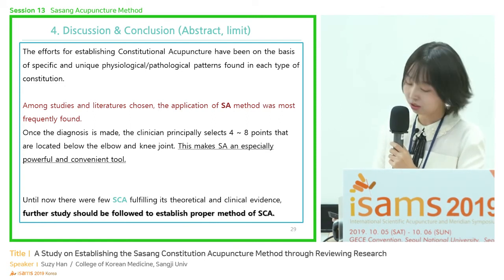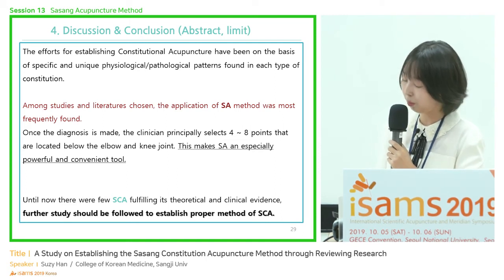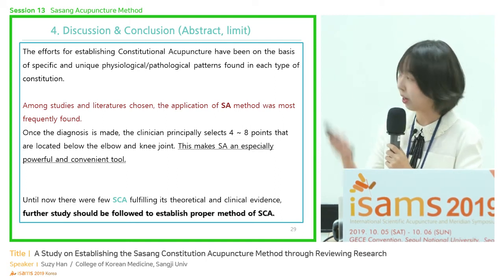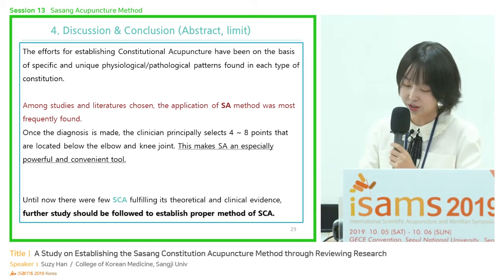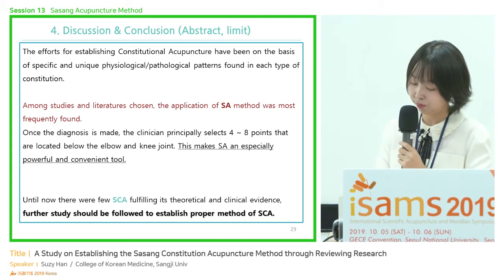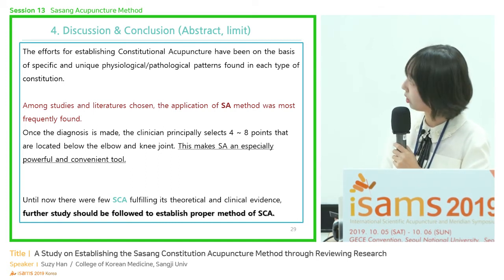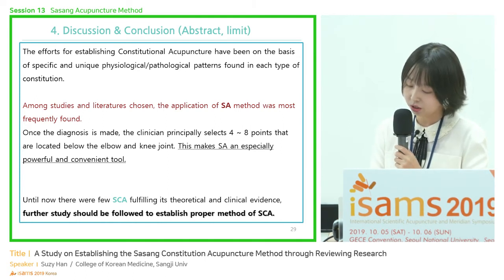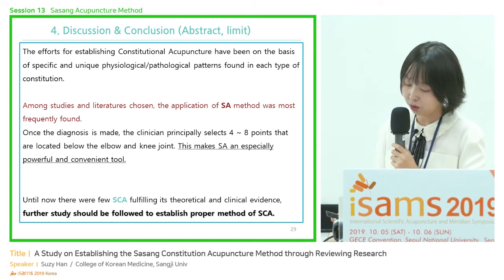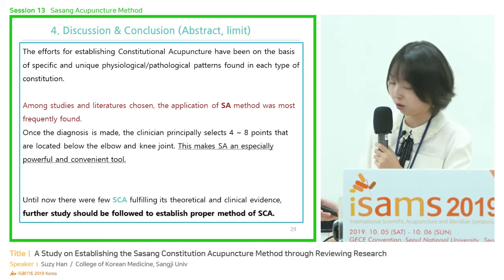Once the diagnosis is made, the clinician principally selects four to eight points that are located below the elbow and knee joints. This makes Saam acupuncture an especially powerful, convenient, and easy tool. Till now, there has been little Sasang Constitution acupuncture fulfilling its theoretical and clinical evidence. Further study should follow to establish a proper method of Sasang Constitution acupuncture.